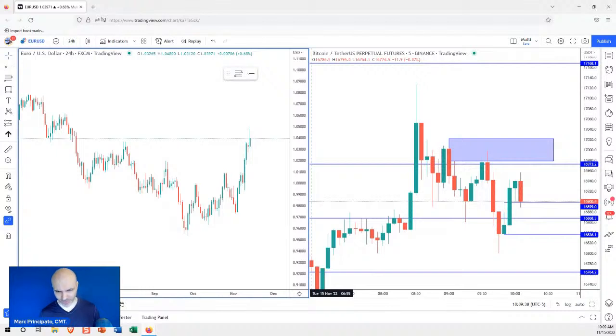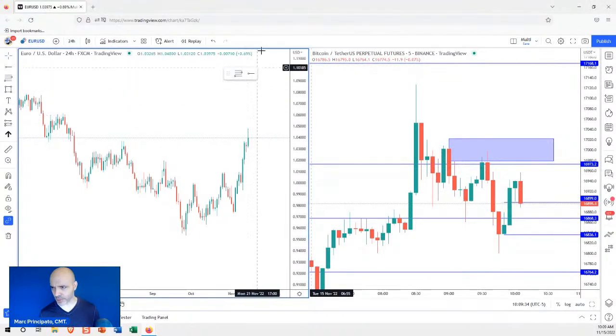So that's that situation, that's the euro. Those are pretty much the major markets. Is there anything else you guys want to see?